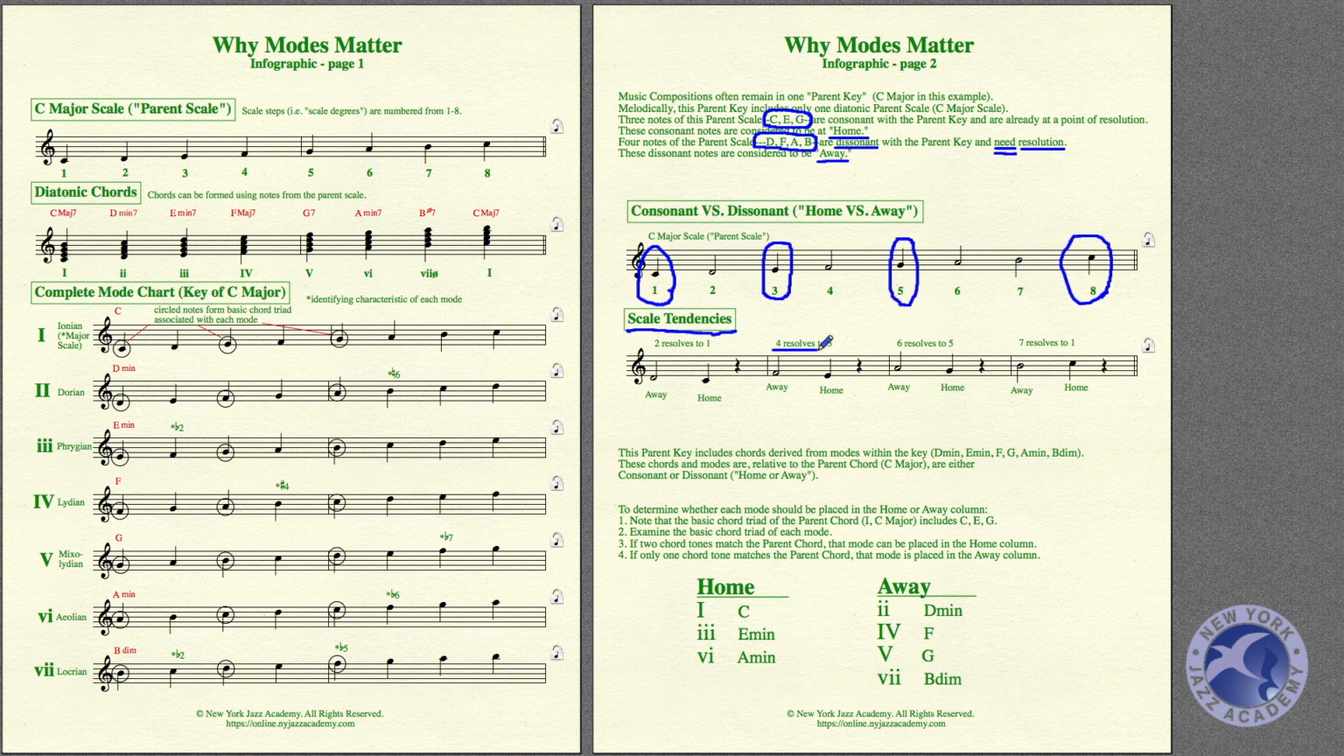Next, 4 resolves to 3. That's its tendency. If we're on 4, we move down to 3. Next, 6 resolves to 5. And the last one, 7 resolves up. Right, we're on B. B, C, away, home, 7, 1.